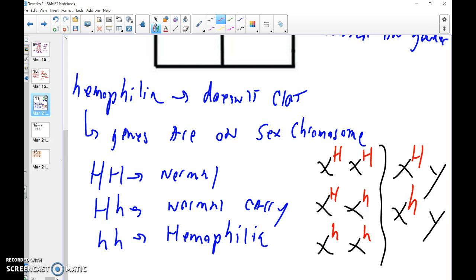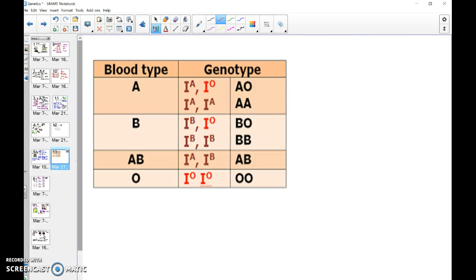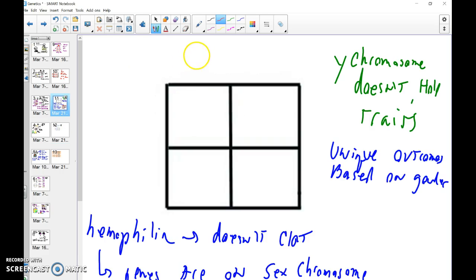So their chance of ending up with the disorder is actually at a higher rate than that for females. Let's take a look at this as an example. Right? Let's say that I have a female who has normal blood but carries hemophilia. And then over here I have a male who has normal blood, and you'll notice I don't write anything over the Y chromosome, and that's because the Y chromosome just doesn't have the genetic information for this trait.